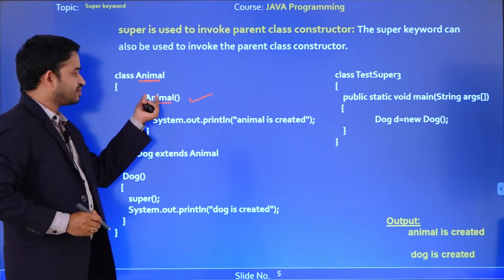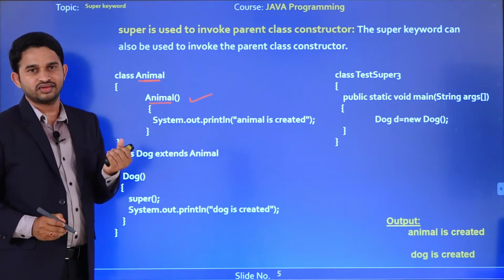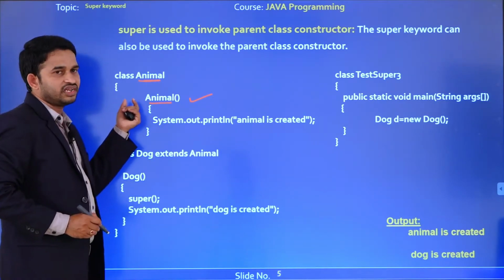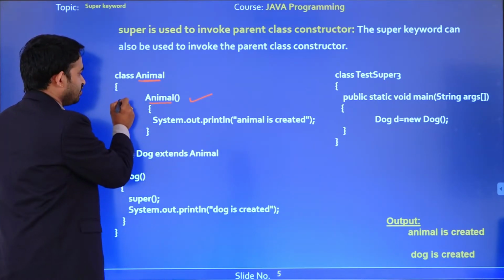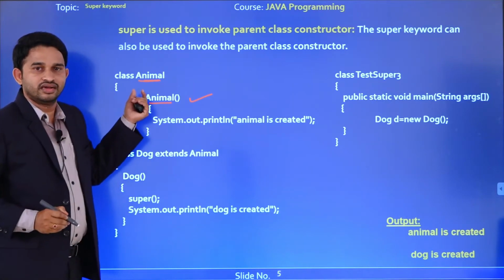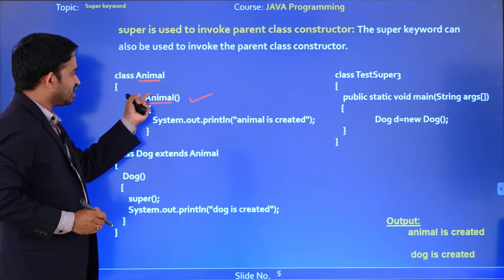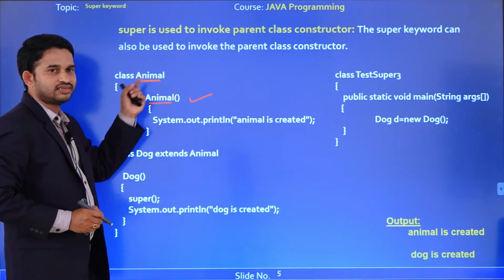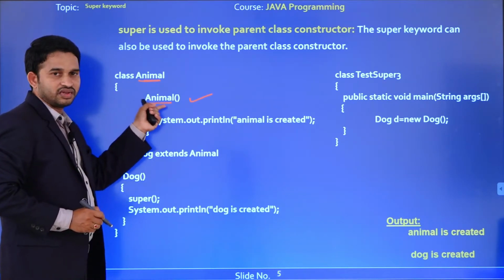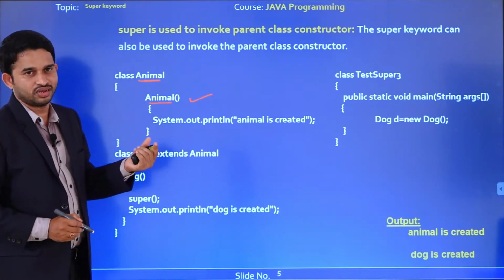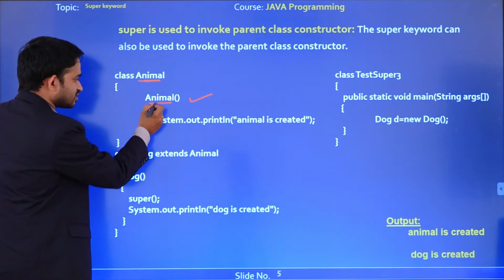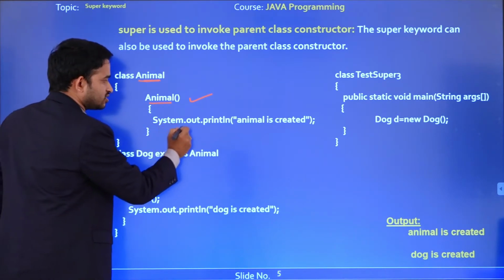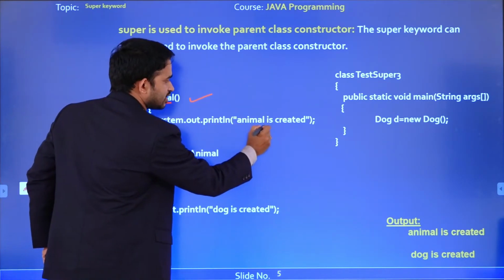So that is the reason this method we call a constructor. A constructor doesn't expect any return value, that is the reason we are not writing any return type. Here the name of the method and the name of the class is the same, that is the reason we call this method a constructor. Inside this constructor I am going to print System.out.println animal is created.